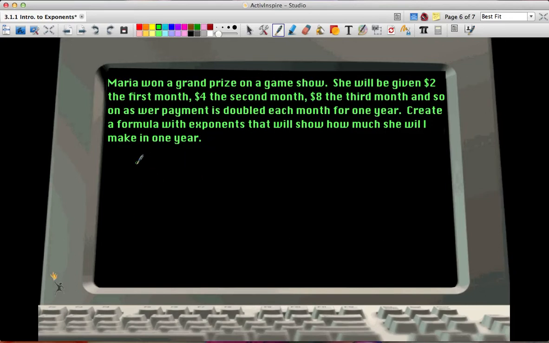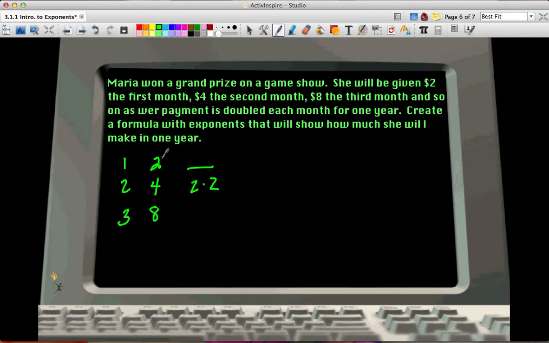So first what I want you to look at is the first month. I'm just going to make my own little table here. The first month, she gets $2. As a multiplication problem, there's nothing. It's just $2. For the second month, she gets $4. That turns into 2 times 2. For the third month, she gets $8.